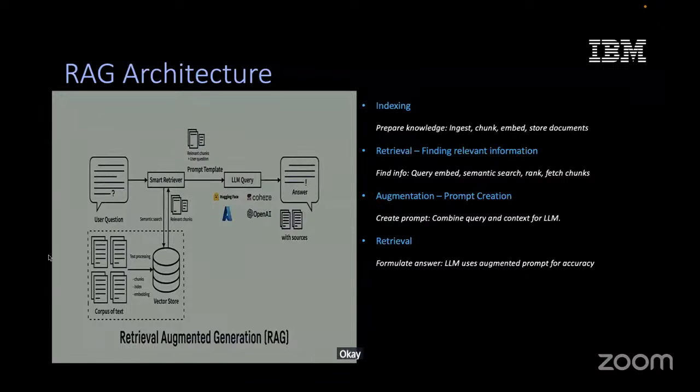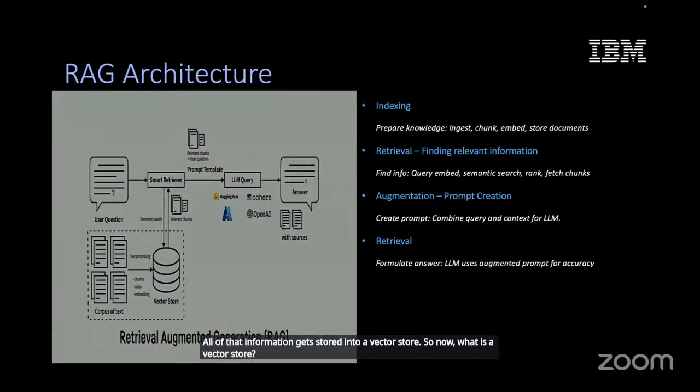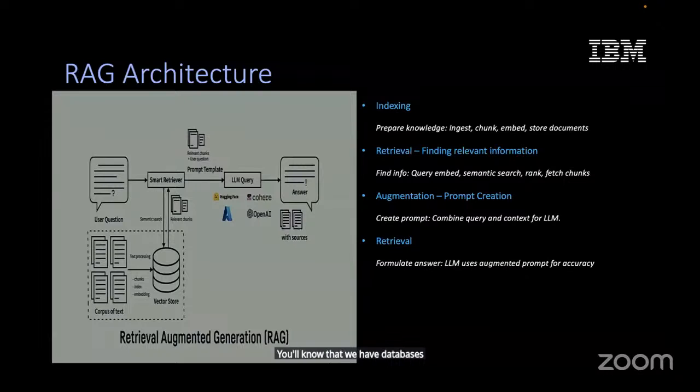Okay, so here you see that chunks, index, and embedding, all of that combined is known as text processing. The web crawling that happens on the IBM intranet, all of that information gets stored into a vector store. So now, what is a vector store? We all know that we have databases which store information in rows and columns, right? But for LLMs, the information required is in the form of numbers, right?